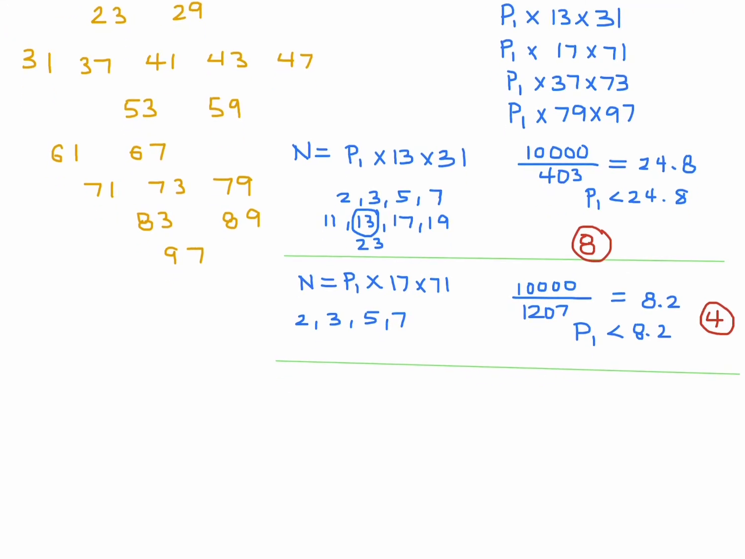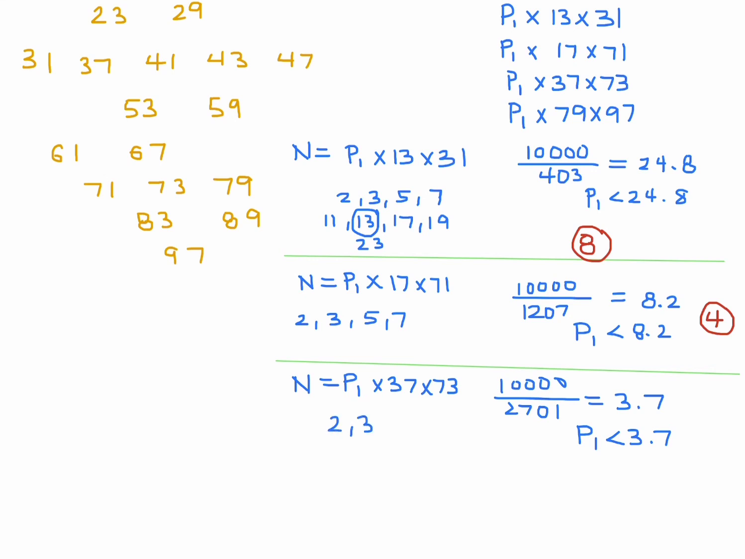The next one is 37 and 73. So this time my n is P1 times 37 times 73. Again, 10,000 divided by this product, 37 times 73, which is 2701, and that is approximately 3.7. So P1 has got to be less than 3.7. And the only primes that could match that would be 2 and 3. So that gives me 2.